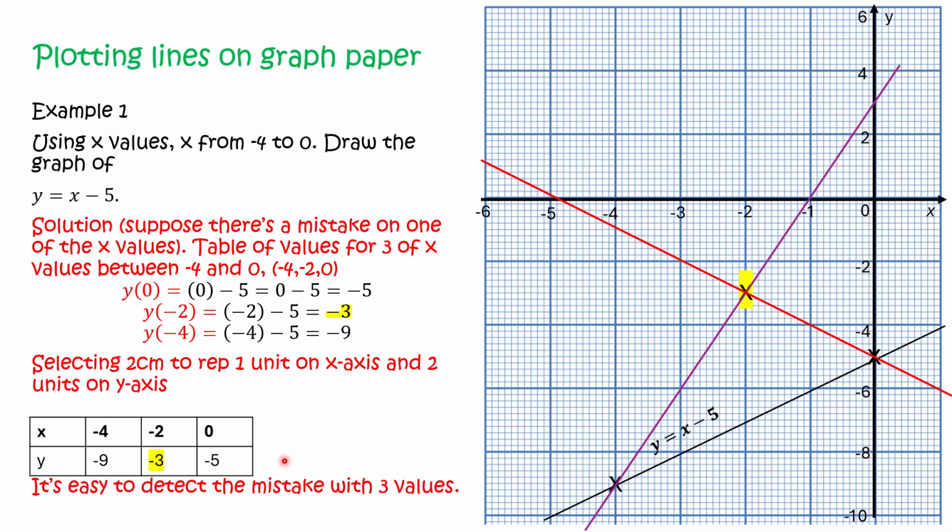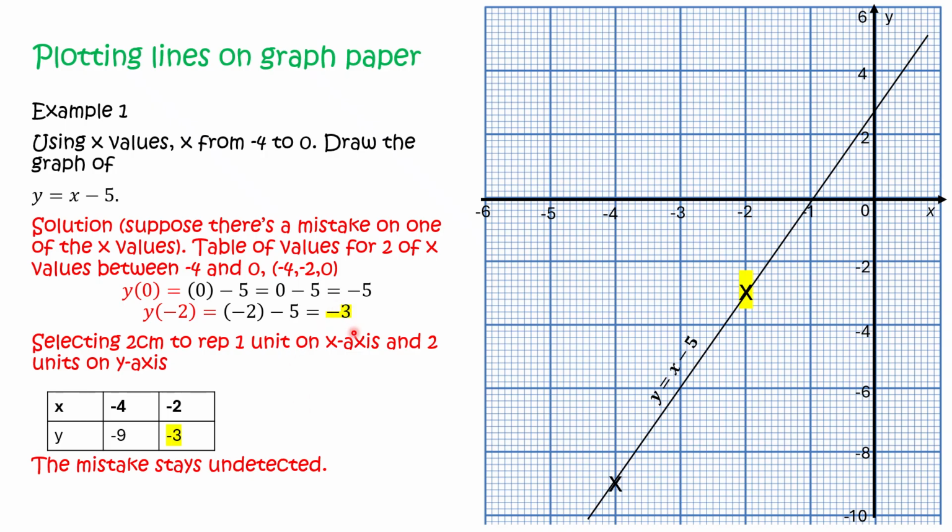Now let's take a look at a scenario where one decides to just stick to 2 values instead of a minimum of 3 values in the x values. So we have one person who had 2 values, and under pressure, they made a mistake. They calculated the y of -2 value wrong. So that would be what they would plot. They wouldn't even detect that they have made a mistake. Unlike with at least 3 points, where it's easy to see and detect where the mistake is coming from.